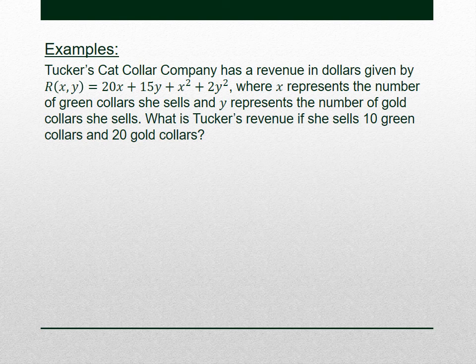Well, okay, that just means we want to plug in 10 for x and 20 for y. That's not so bad. What we're looking for is r of (10, 20). Okay, so that's 20 times x equals 10 plus 15 times y equals 20 plus 10 squared plus 2 times 20 squared. All right, if you plug all that in, what do you get?